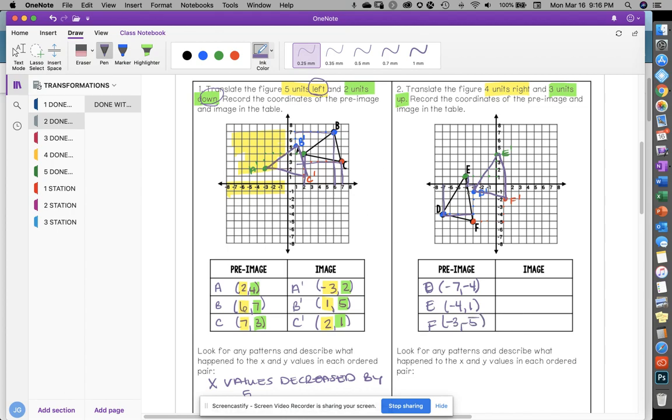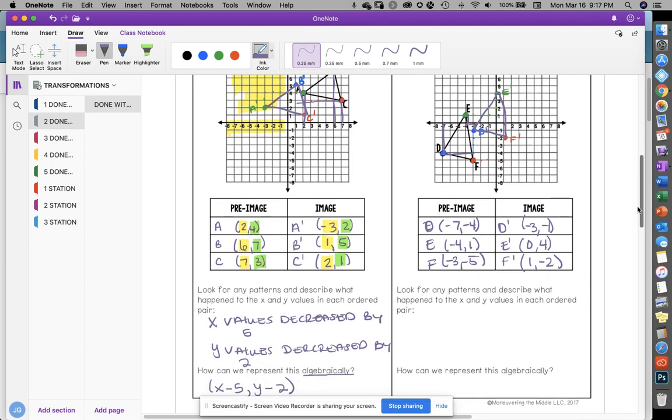All right, what are the coordinates of my new image? So we have D prime, E prime, and F prime. So my D prime lands at -3, -1. My E prime lands at 0, 4. Lands right there on 0, 4. And then F prime is 1, -2. So over 1, down 2. So let's see if we can find any patterns this time.